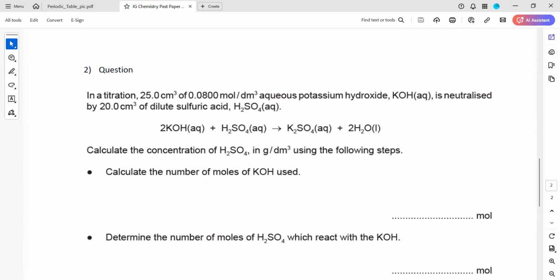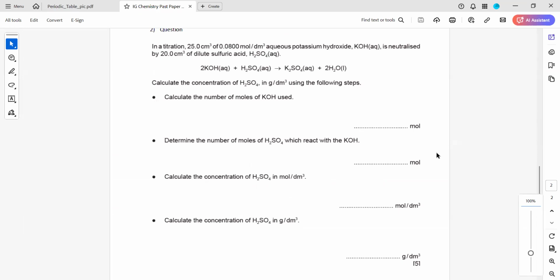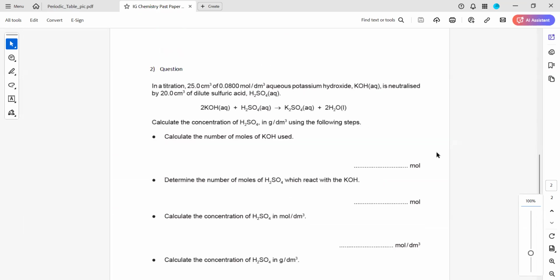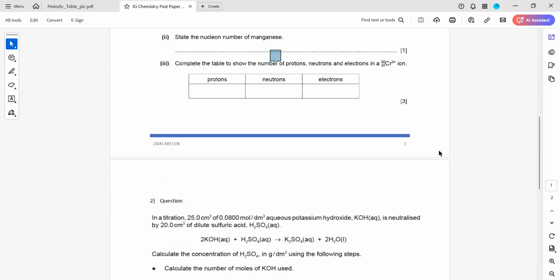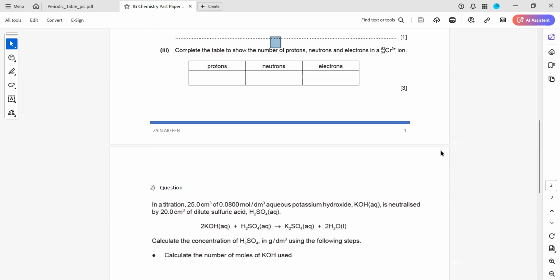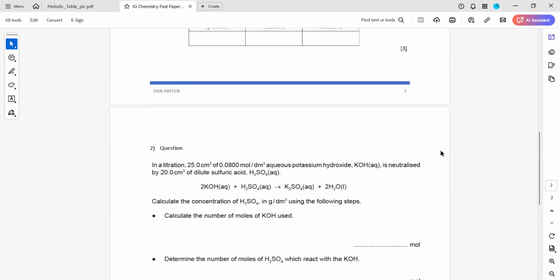The next question is related to the moles concept. Then what was the answer for part 3? 21, 28, 24, 28, 21.